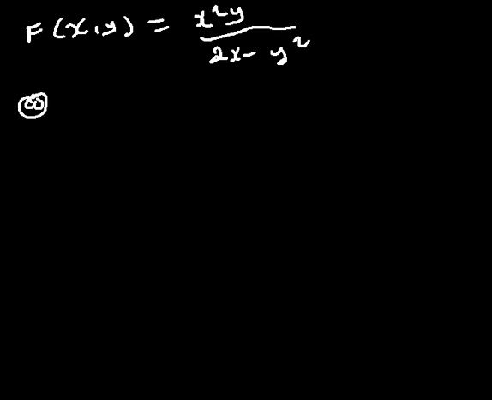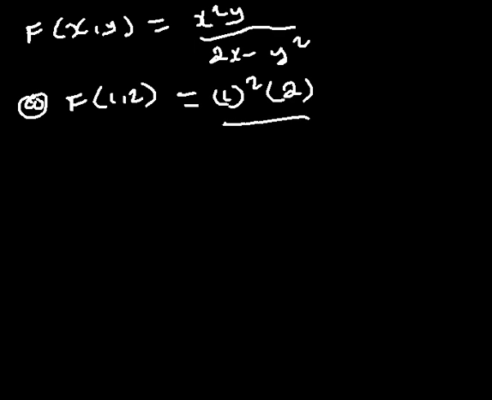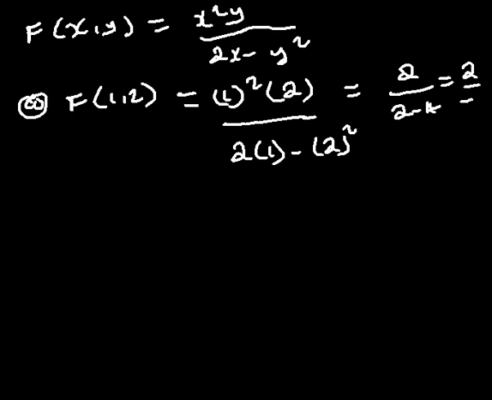Let's say we have f of 1 comma 2. In this case, this is x and this is y. Wherever there is x or y, we're going to substitute with those values. So we'll have 1 to the power 2 times 2, divided by 2 times 1 minus 2 to the power 2. That will be the same as 2 divided by 2 minus 4, which is 2 divided by negative 2. That is the same as negative 1.